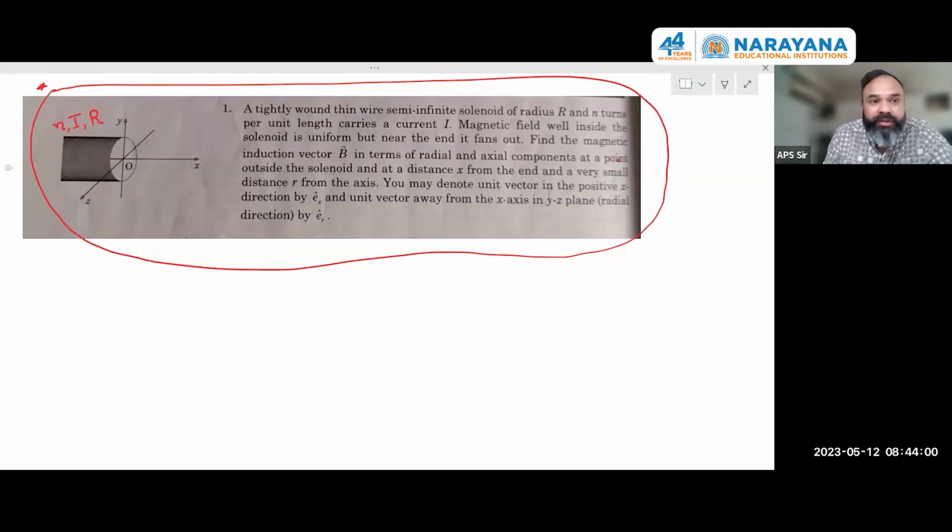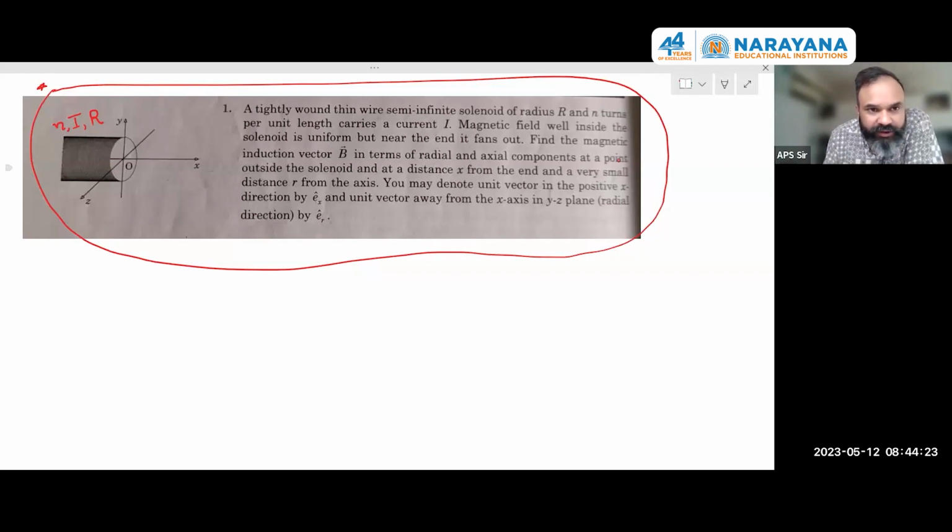There are 2 important things which we want to learn in this problem. First of all, we know that the expression of magnetic field in an ideal solenoid is mu naught N I. But we know that is valid only at the absolute center on the axis and if the length is large. Otherwise there is a term of cos theta 1 plus cos theta 2.